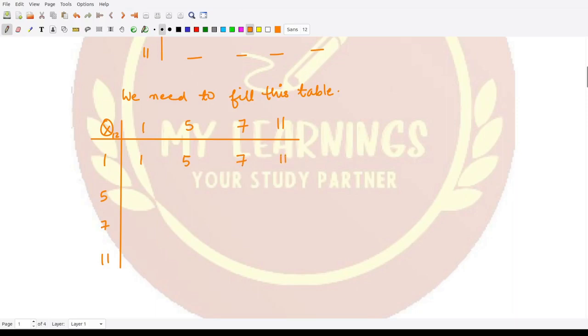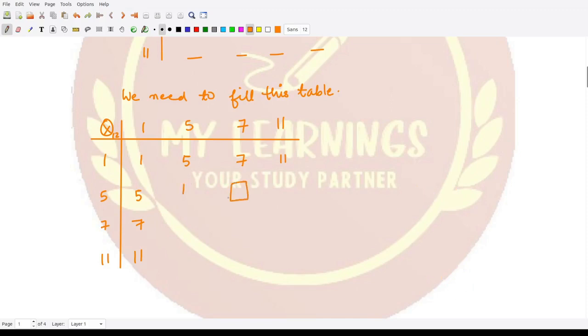In a similar manner, when you multiply 5 with 1, it would be 5. 7 with 1, it would be 7. 11 with 1, it would be 11, right? Now let's see what would come here. For this element, we have to multiply 5 with 5 and then take its multiplication mod 12. So it would be 25 and we have to calculate it under mod 12. So you see this 25, when you divide by 12, goes 2 times, so you have 1 as the remainder. So you would have to write 1 here, right?